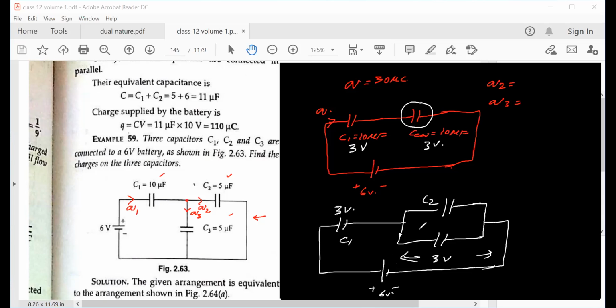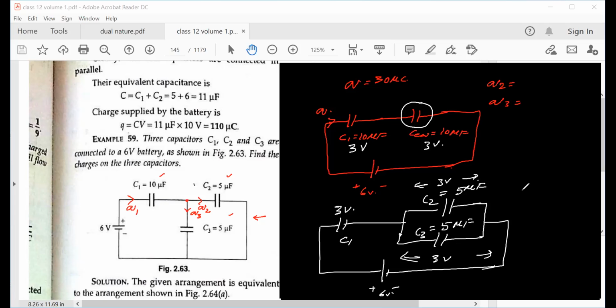Okay, and capacitors: C2 is equal to 5 microfarad, and here also C3 is equal to 5 microfarad. So what are we going to find? We are going to find the charges. In a parallel connection, the voltage is the same. Remember, for parallel connection, the voltage is same. So for C2 and C3, the same 3 volts will be there.